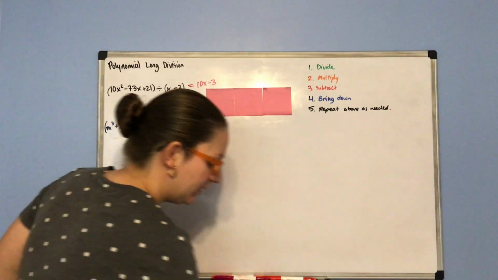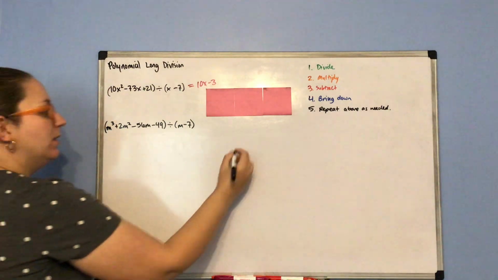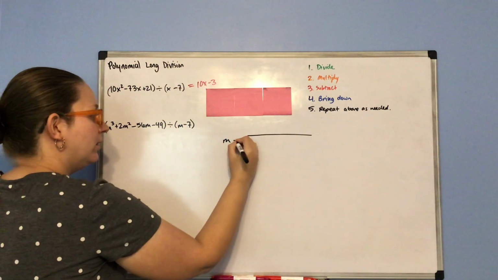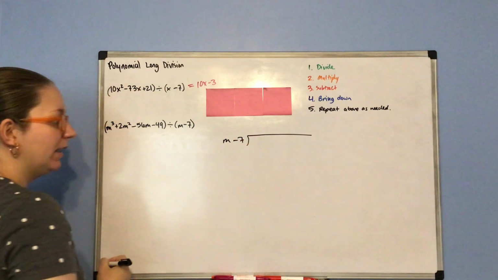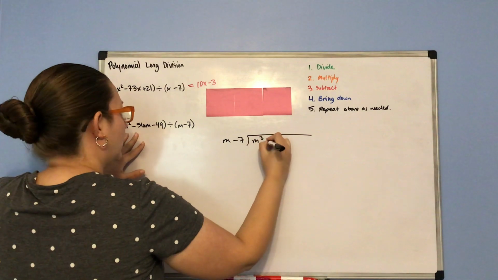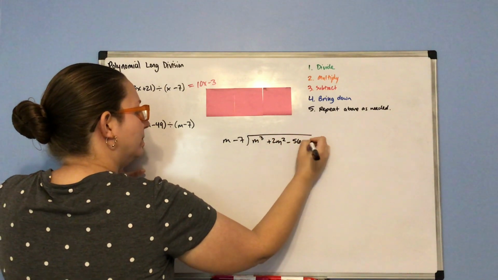So, once again, the very first thing you do is set it up as a long division problem. Whatever you're dividing by, in this case m minus 7, goes on the outside. Whatever is being divided, all of this fun stuff, goes on the inside.